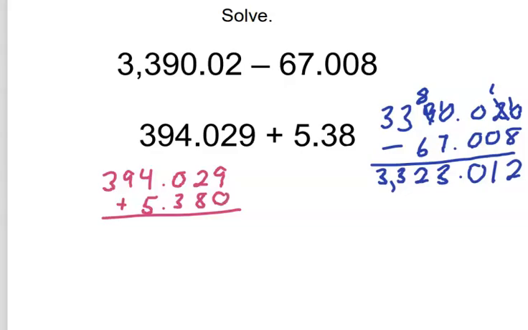So 9 plus 0 is 9. 8 plus 2 is 10. Put the 0, carry the 1. 3 plus 1 is 4. 5 plus 4 is 9. 9 plus nothing is 9. 3 plus nothing is 3. Bring down the decimal. So we have 399.409. Okay, that's the answer to those two problems, the subtraction and the addition problem.